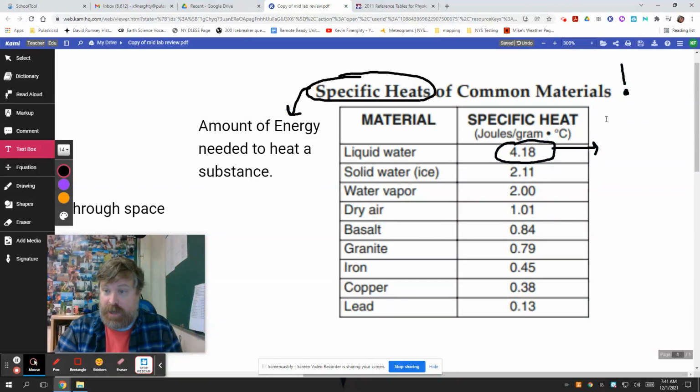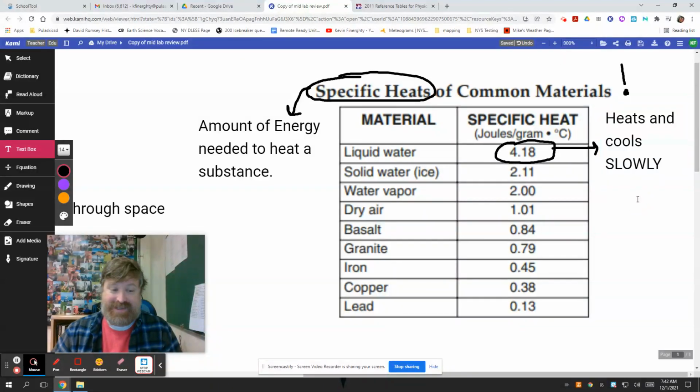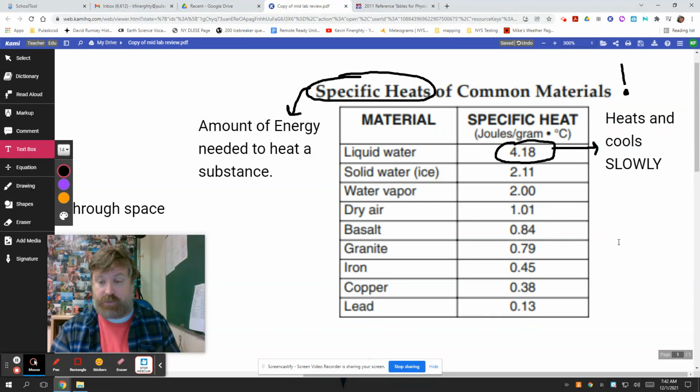What does that mean? 4.18 means that water heats and cools slowly. It takes a lot of energy to get water to heat up. That might feel weird because you heat water all the time, to make coffee, tea, pasta, whatever, right? But it does take a lot of energy to get it to warm up, which has a lot of effects on how we use it.